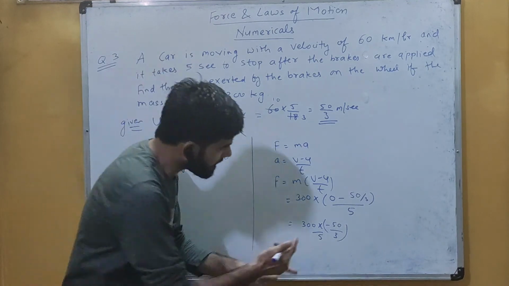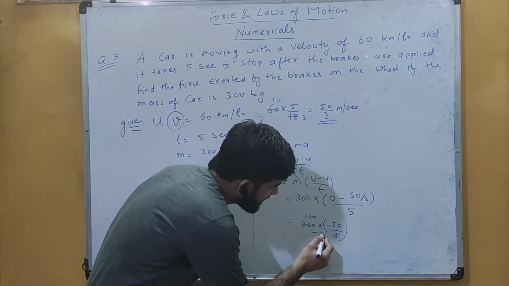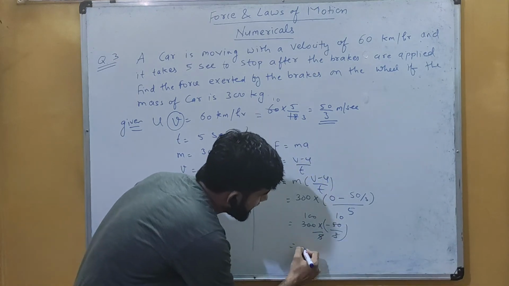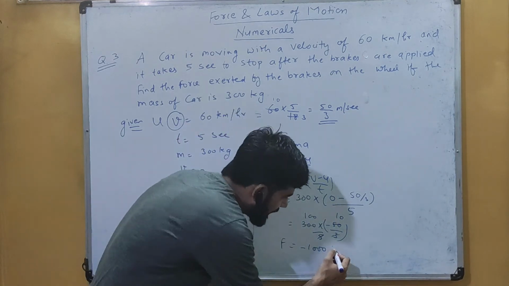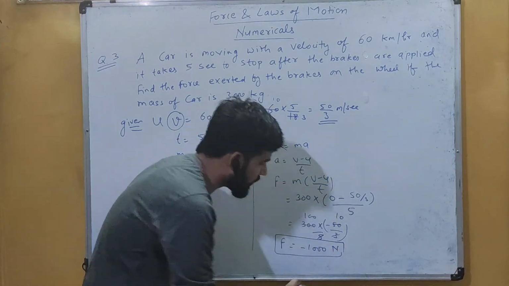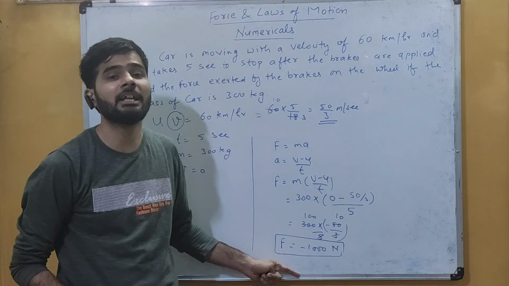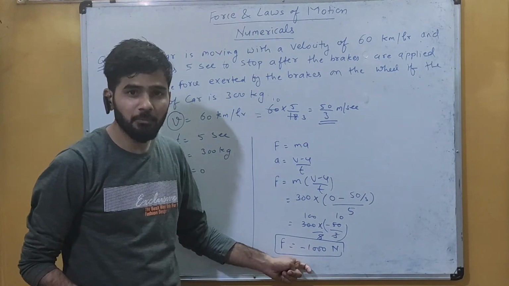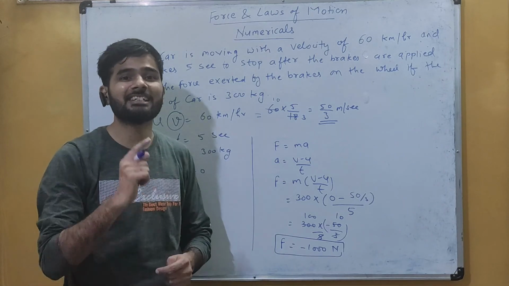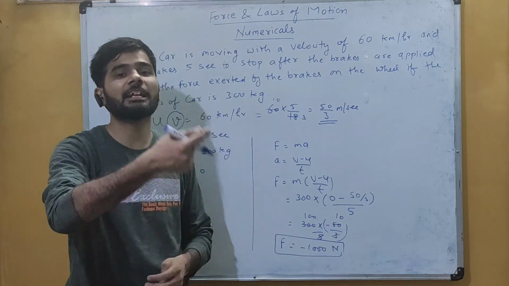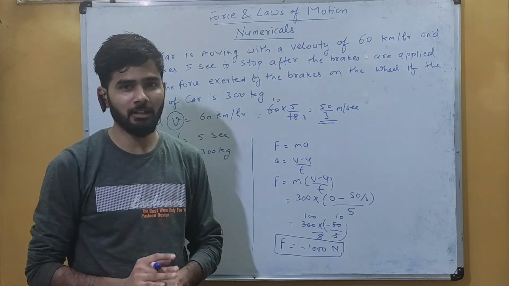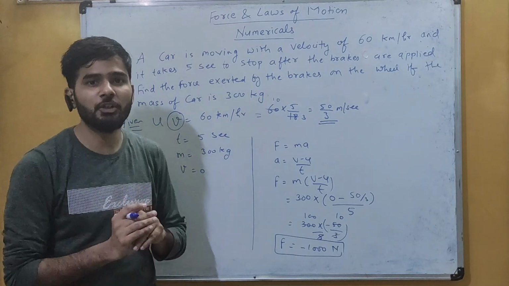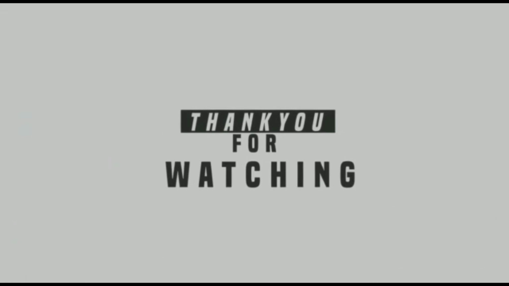Here we have 300, 5, 10. So here minus 1000, and this F, its unit is Newton. So we are getting the value of force equal to minus 1000 Newton. This negative means the direction: the force has to be applied in exactly the opposite direction to the direction in which the car is moving, due to which the car stops. Okay, so in this way you can solve the numericals based on the force.